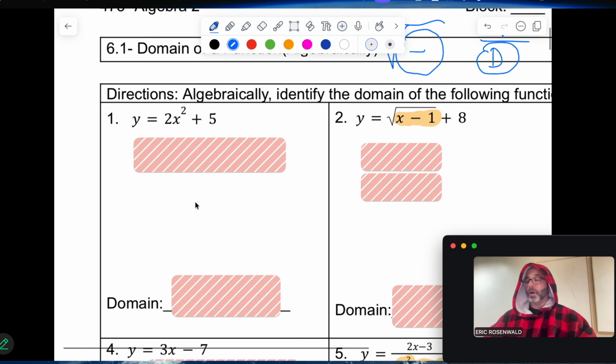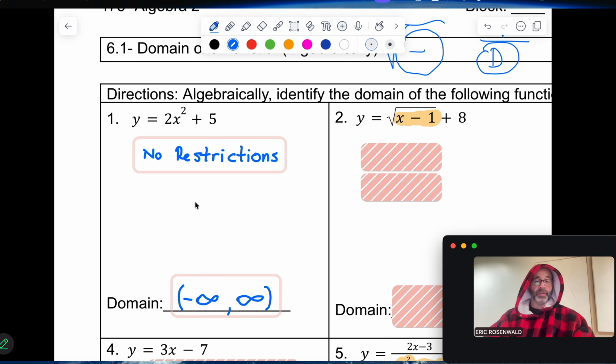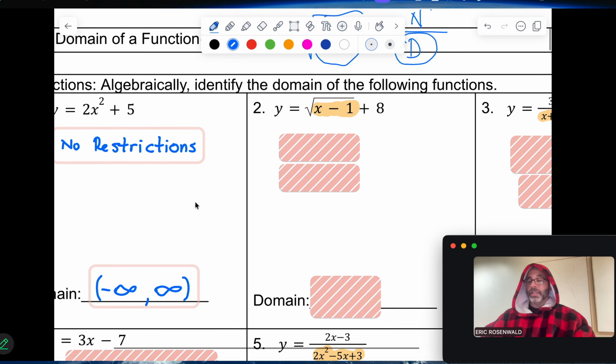So if we look at number 1, this is a prime example where there's no square root and there's no fraction, therefore there's no restrictions. Okay? And because there's no restrictions, the domain is all numbers exist, so it's all real numbers, or negative infinity to infinity. Okay? Take a look at number 2.